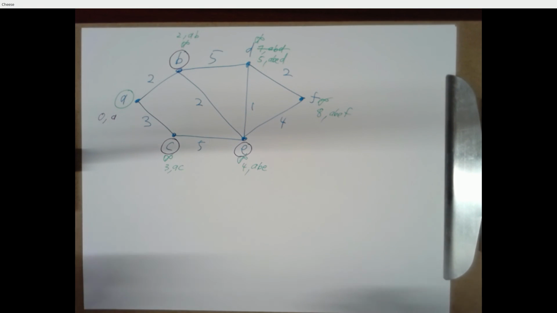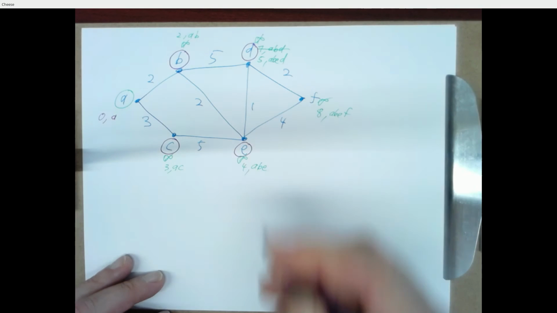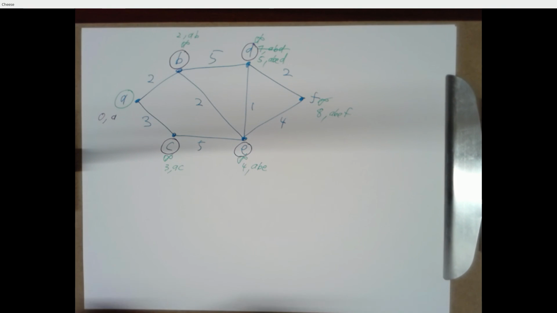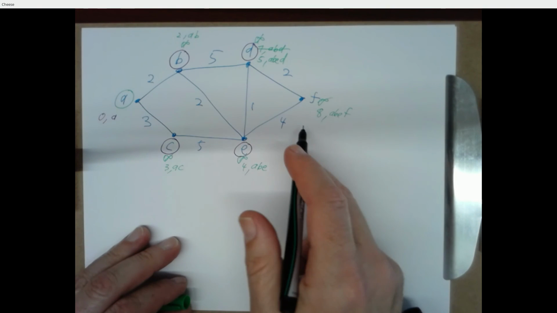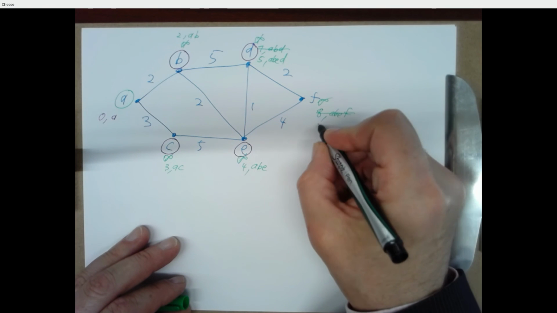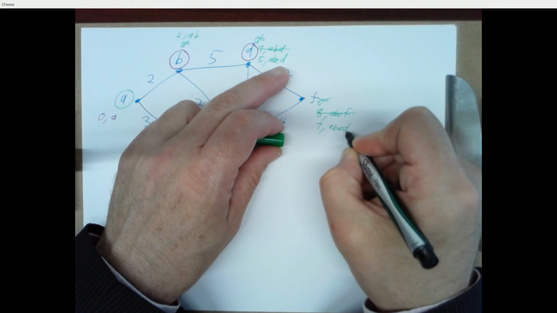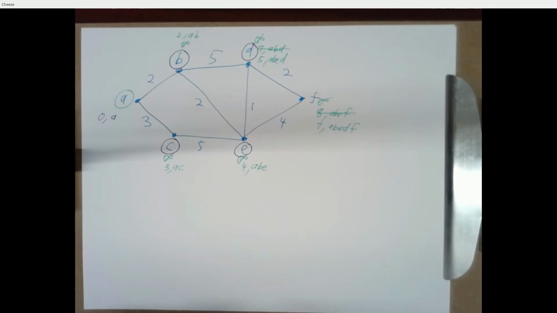Pick the node closest to A. We've got a 5 and an 8. This is the closest, and then relax. So there's only one edge we have to consider. This is an edge of length 2. 5 plus 2 is 7. That's better. This is a distance of 7, and the path is A, B, E, D, and then F.